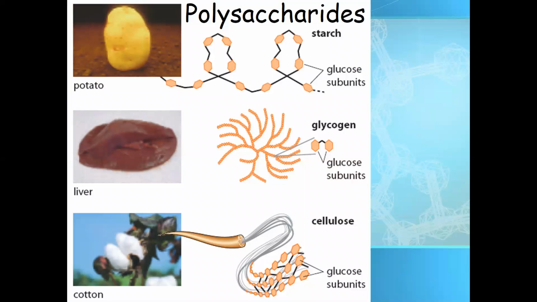Here are some pictures of polysaccharides. You can see that the shape of the potato versus the liver or the meat versus the cotton is very, very different. And so, again, the shape of each of these glucose molecules, they can all hook up differently, just like the carbon could hook up differently, and they can form all of these different shapes to form these very complex and unique polysaccharides.